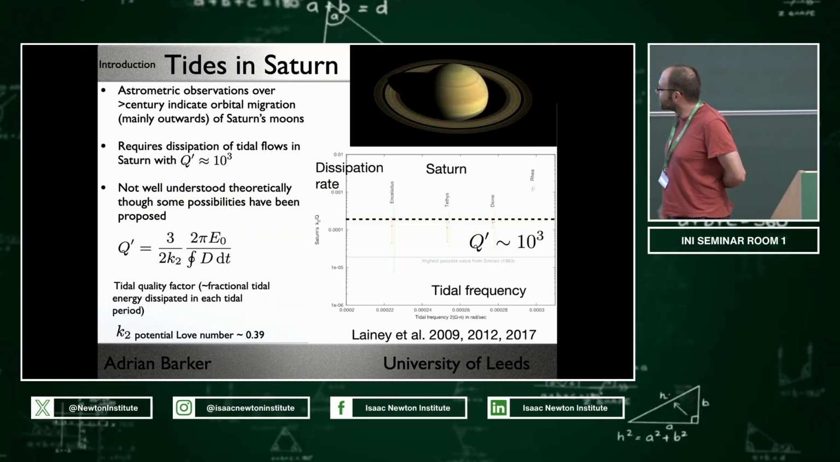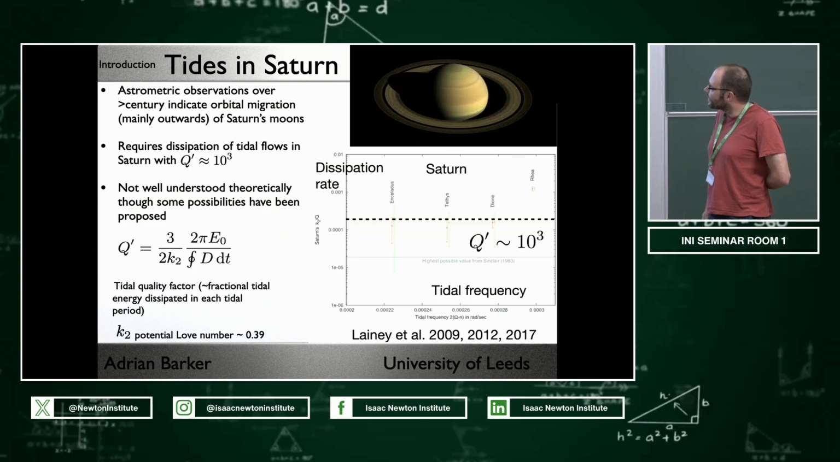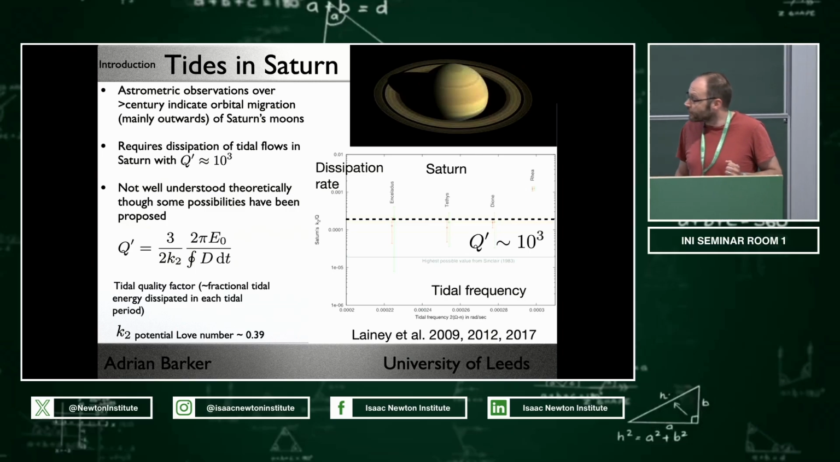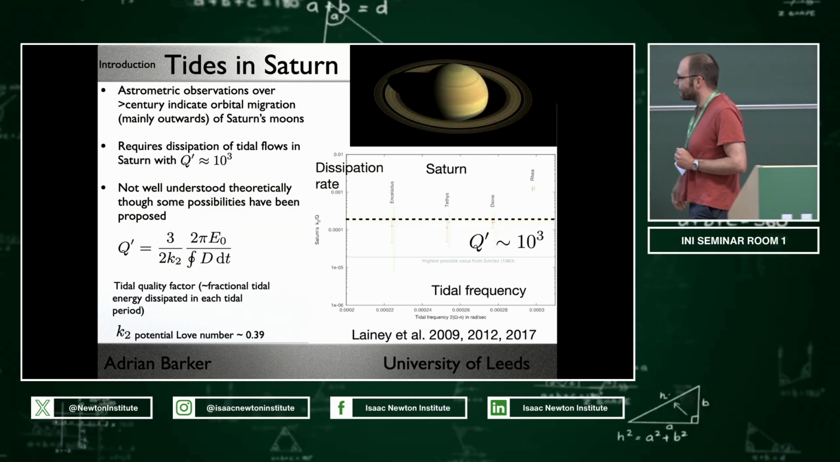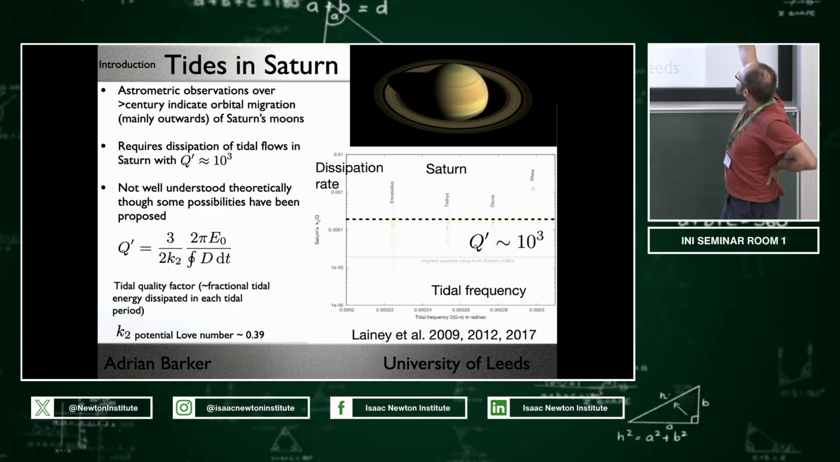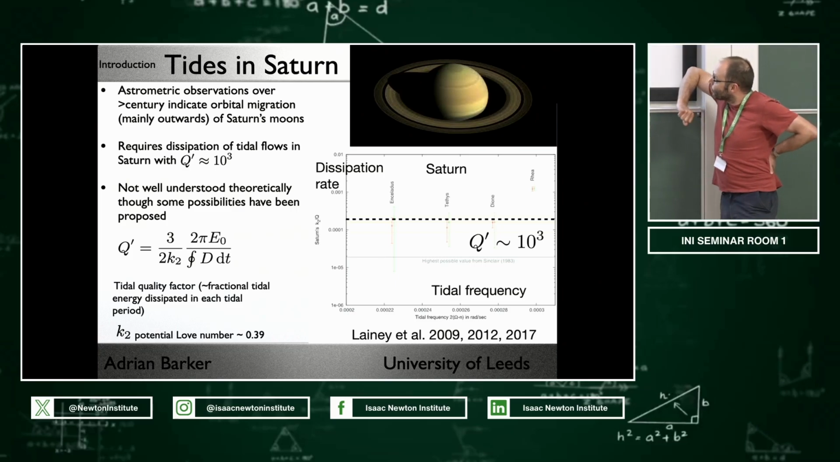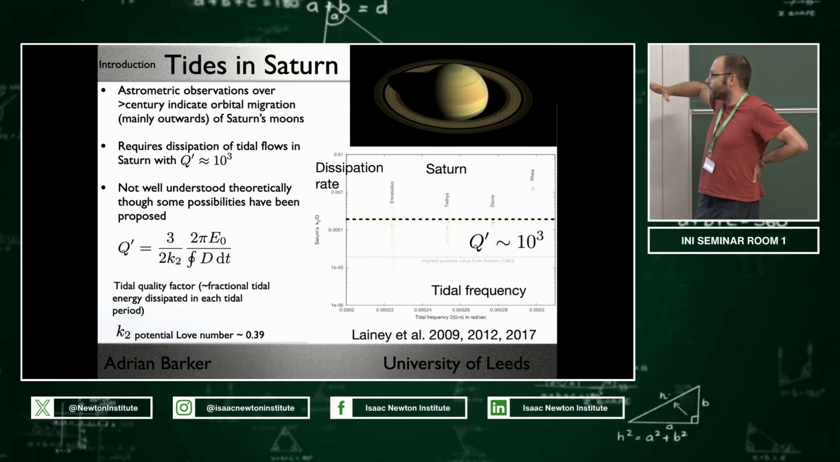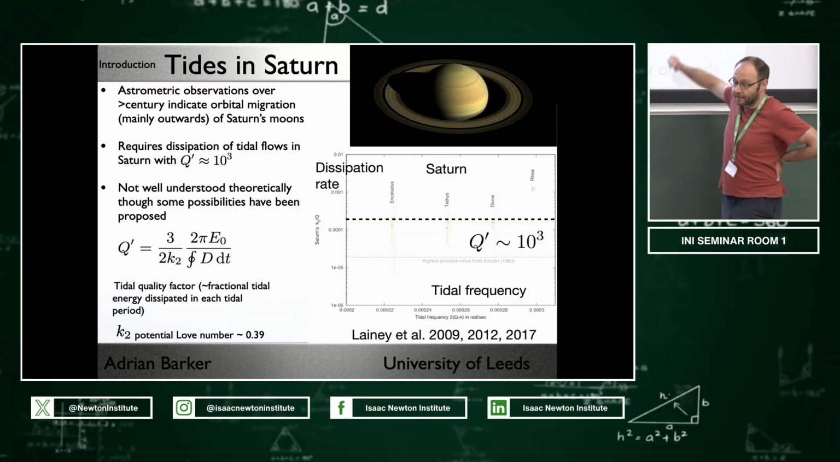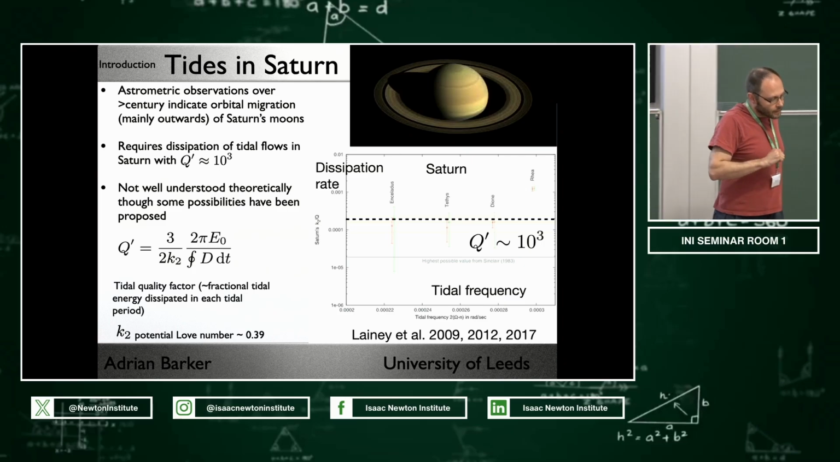And this is just a figure showing some constraints we have of Saturn's, essentially how efficient tidal dissipation is in Saturn at the frequencies of these moons. So it's tidal frequency along the x-axis, corresponding with various moons, Enceladus and Dione. And the y-axis here is essentially k2 over Q, which is a measure of the dissipation. So the larger value that is, the more efficient the dissipation is in Saturn.